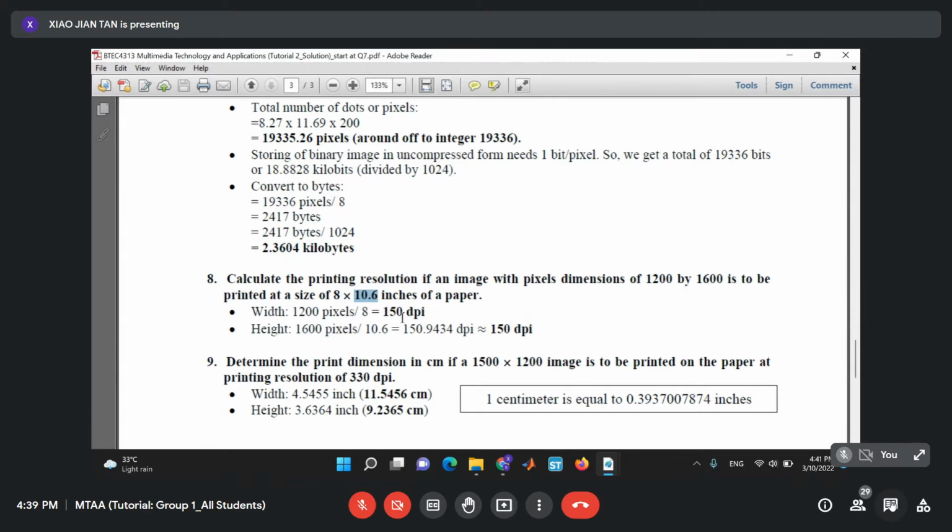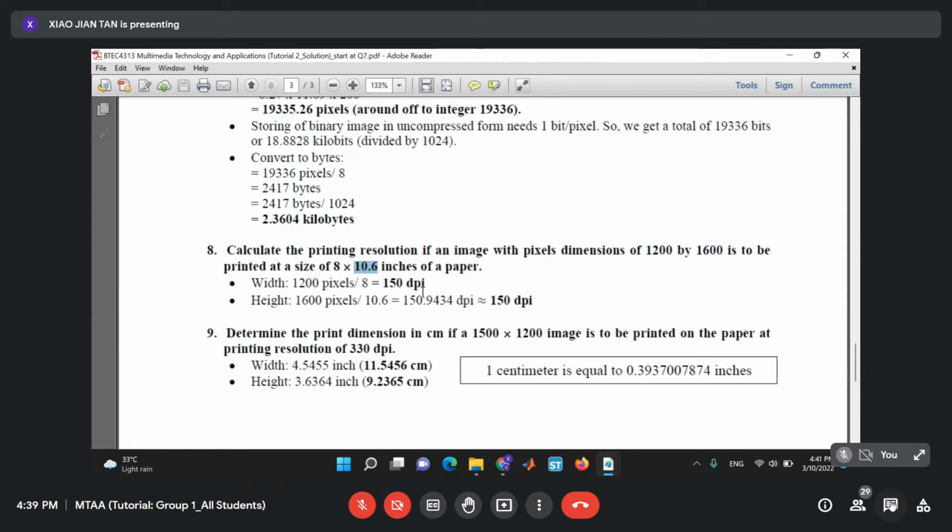So you will get roughly the result. Most probably you won't get something identical, exactly 150 for both the width and height. But usually you will get something very close. If the discrepancy is very high, you have to recheck your answer. Usually it's just within one or two. If you get 155 or 160, most probably it is wrong.